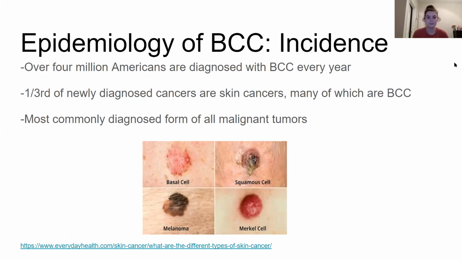All right, so we're on to the epidemiology of basal cell carcinoma, and we're going to start with the incidence. Over 4 million Americans are diagnosed with this every single year, and one third of newly diagnosed cancers worldwide are said to be skin cancers, according to the Skin Cancer Foundation. Many of those skin cancers are basal cell carcinomas. It's the most common type, and it's considered the most common malignancy afflicting humans, meaning the presence of a malignant tumor. The figure is just a comparison of some of the skin cancers.